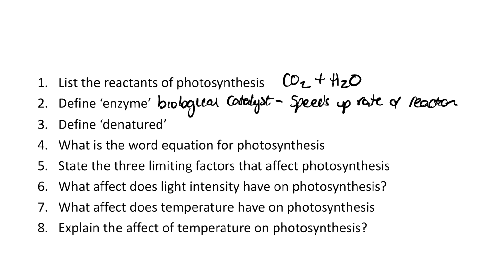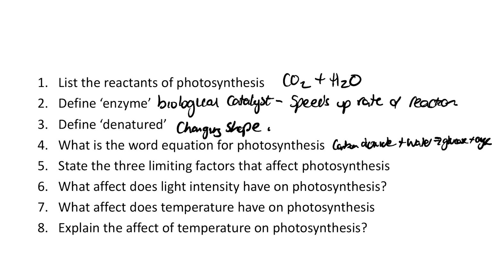Define the term denatured. It's where it changes shape. The active site changes shape and therefore the substrate no longer fits in. Number 4, what is the word equation for photosynthesis? Well, we've got carbon dioxide, plus water, makes glucose, plus oxygen, and remember that uses light energy from the sun.